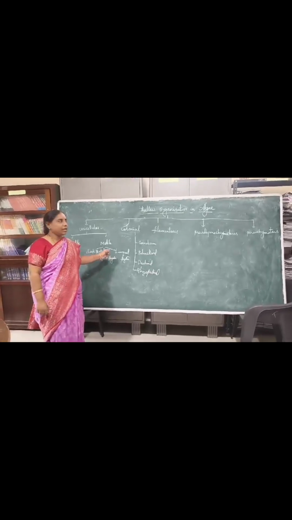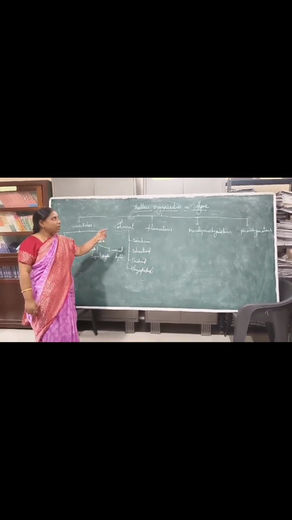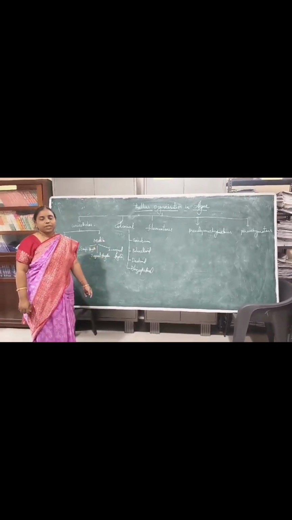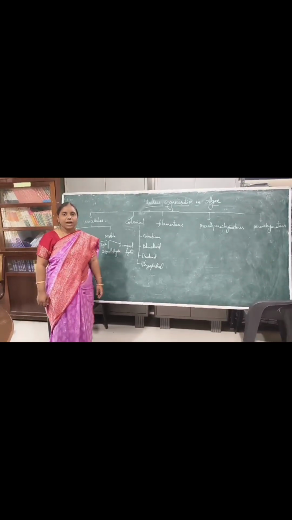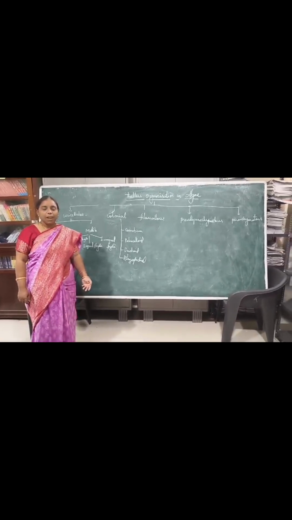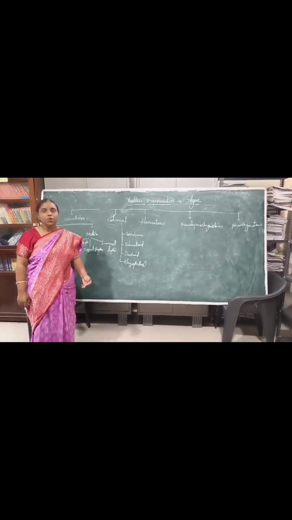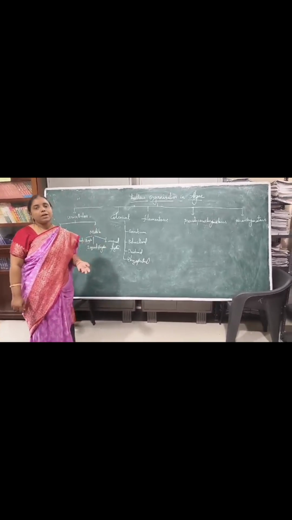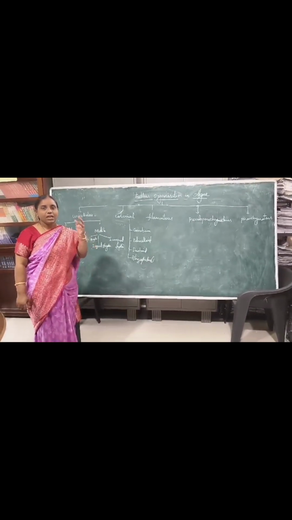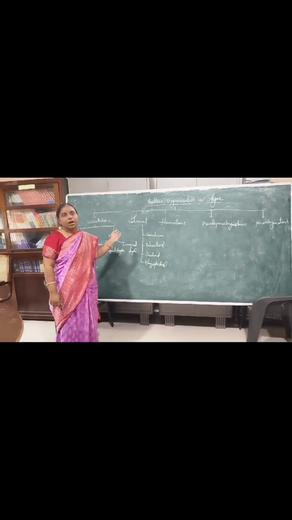Hello everyone, today we will discuss thallus organization in algae. In algae, generally the plant body is called thallus. What do you mean by thallus? Thallus is nothing but the plant body that doesn't differentiate into root, stem as well as leaves. So here the total plant body does not have any uniform structure as in other classes.